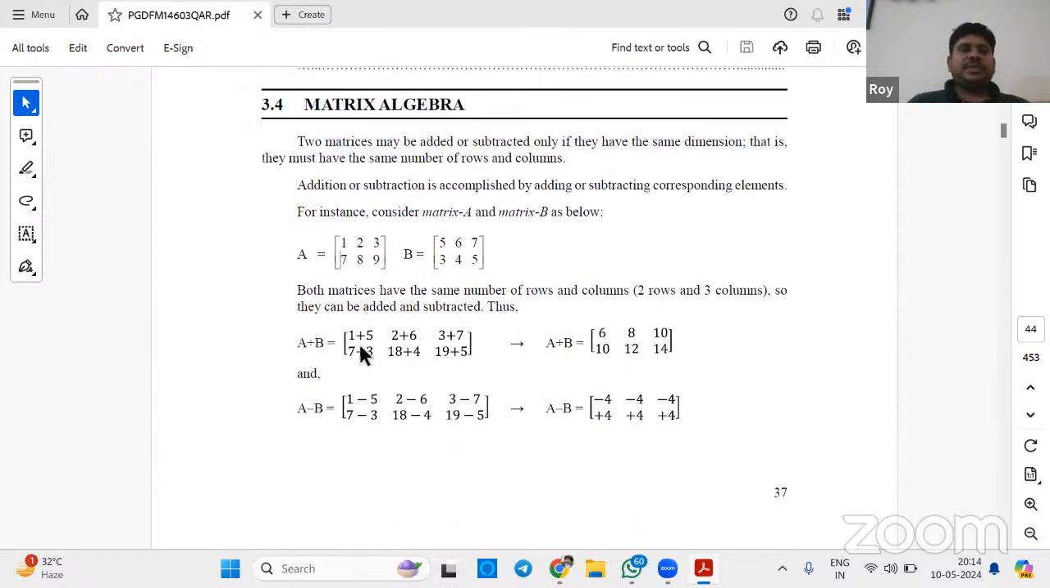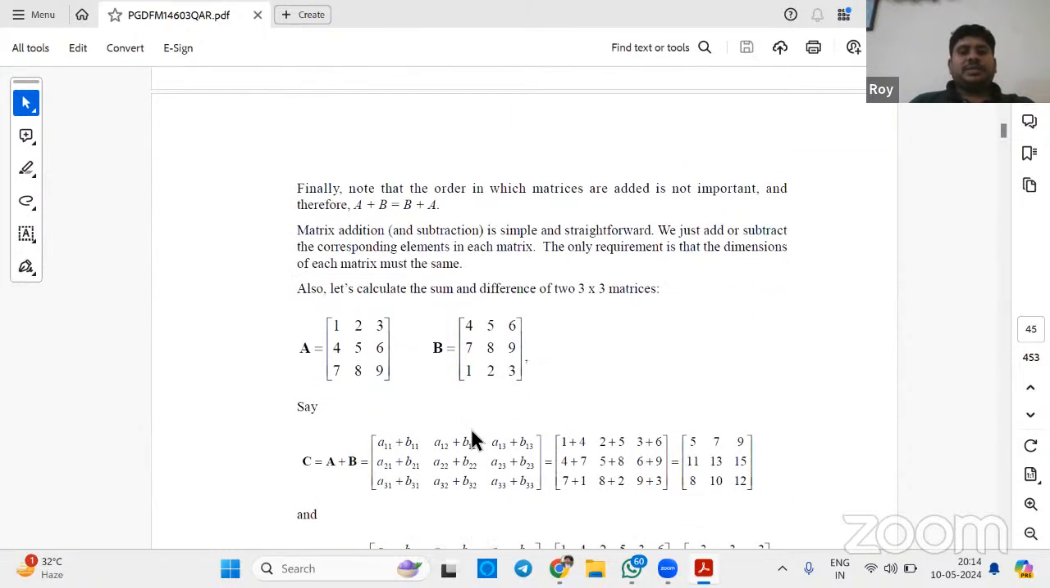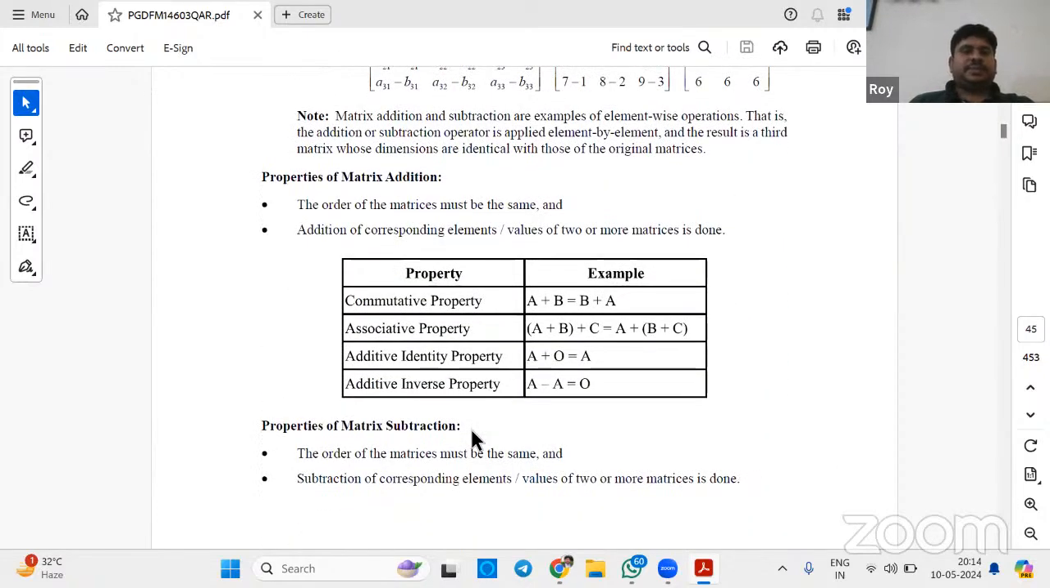If I want to add A plus B, 1 plus 5, because both have the size, sorry, I should not use the word size. Dimension. The dimension of the matrices A and B both are the same. I can do A plus B. I can do A minus B. Even multiplication also I can do. That we will see later, right?